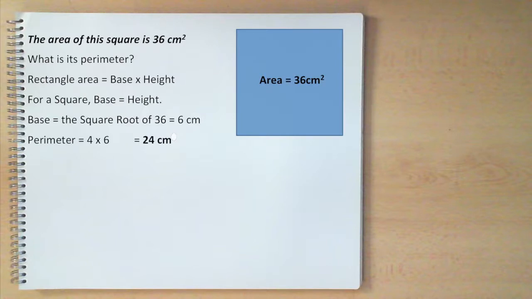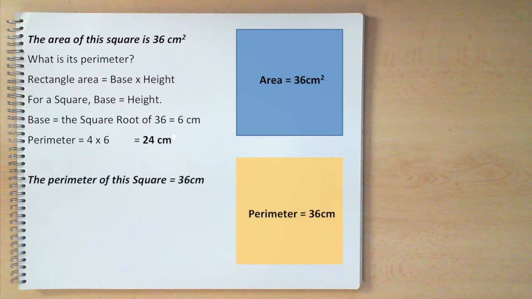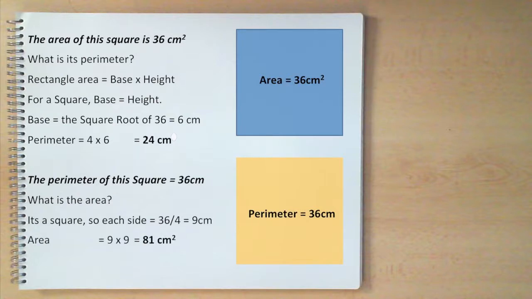Now let's do it the other way around. Let's look at a square where we're given the perimeter. So the perimeter of this square is 36 centimeters. We want to find the area. It's a square, so we know that each side is the same length, which is going to be 36 divided by 4. So each side is 9 centimeters. So the area is going to be 9 times 9, which is 81 centimeters squared.